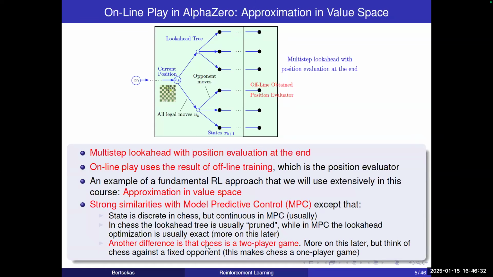And finally, there's another difference between chess and ordinary control problems, like in MPC, namely that chess is a two-player game, whereas in control systems, usually there's only one player. This difference has to be clarified, and we're going to talk about it later, but think of chess against a fixed opponent. Okay, you know the opponent is fixed, cannot change its strategy in response to the play of AlphaZero. Then this makes chess a one-player game, and there's almost a one-to-one mapping between AlphaZero and model predictive control, modulo the differences that I've discussed here.